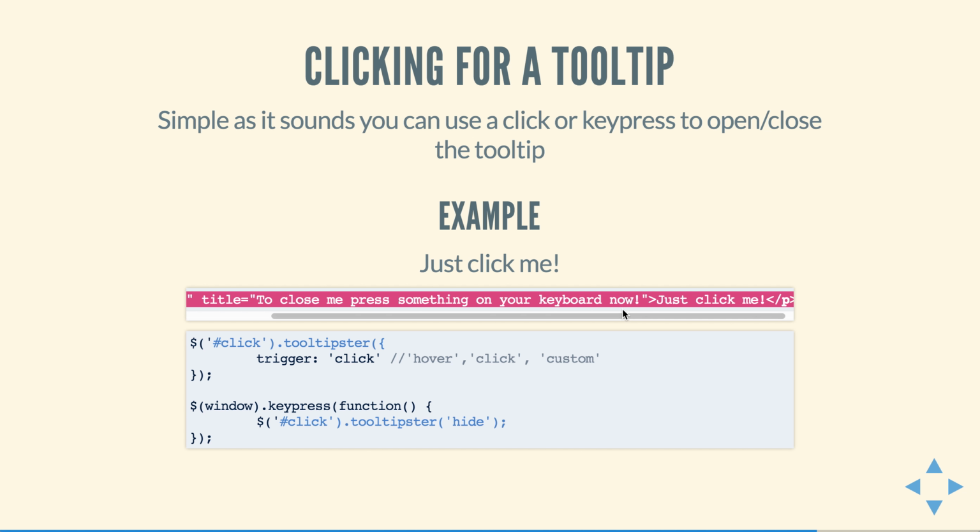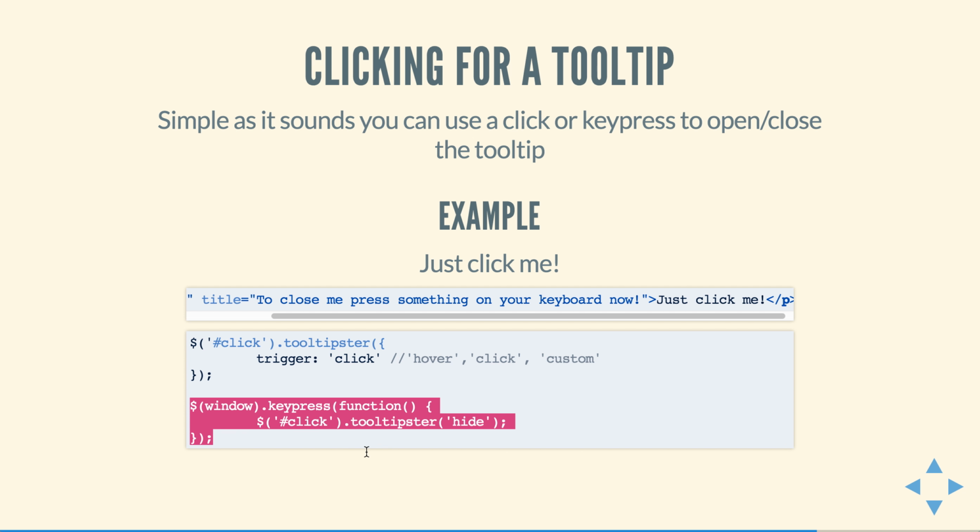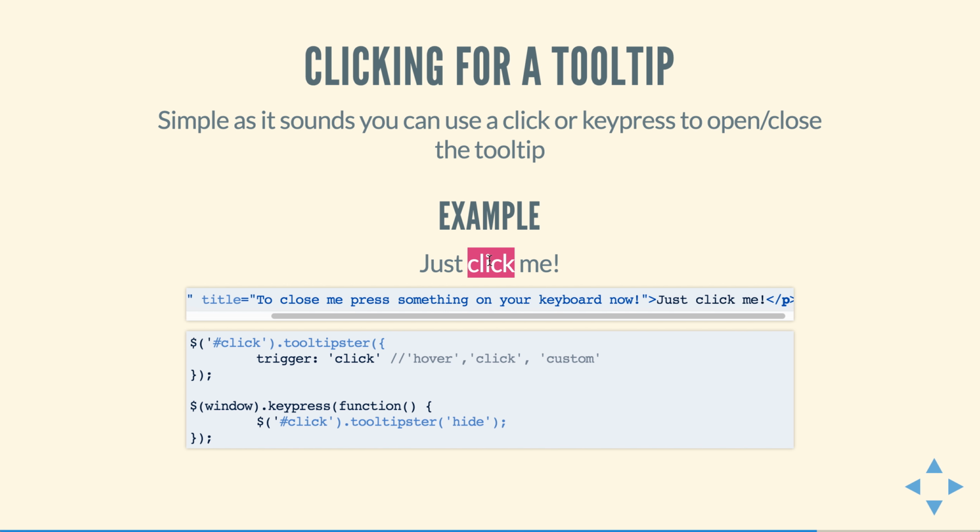Nothing has changed there. The only thing is here, we would call it and activate tooltipster, and we would set the trigger to click. Its default is hover, but since we want to have somebody click it instead, we just change it to click. If you were to not have this second part, you would just need to click it to undo it. But I want to be able to close it with a key press, so the window's listening for a key press, and if it hears it, it's going to take this click and it's going to hide it.